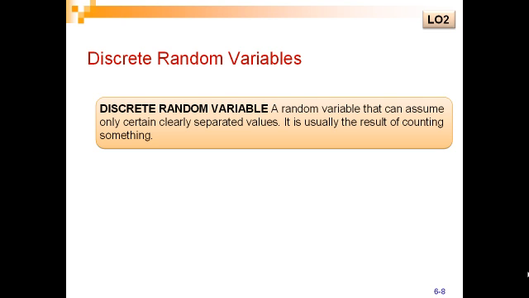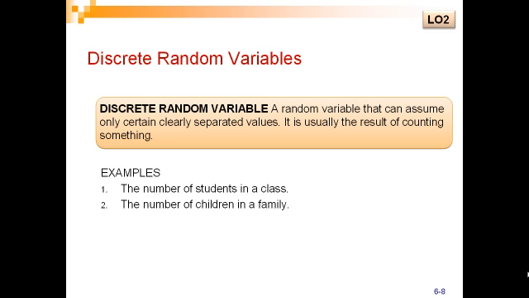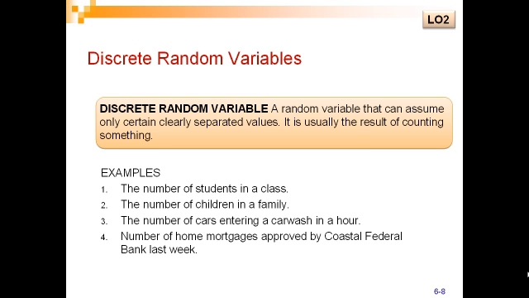Now we will look at them one by one. Discrete random variable examples: the number of students in a class, the number of children in a family, the number of cars entering a car wash in an hour, the number of home mortgages approved by Coastal Federal Bank last week.